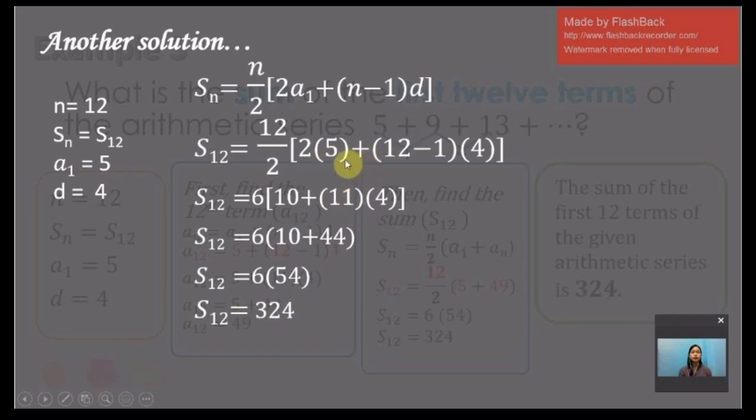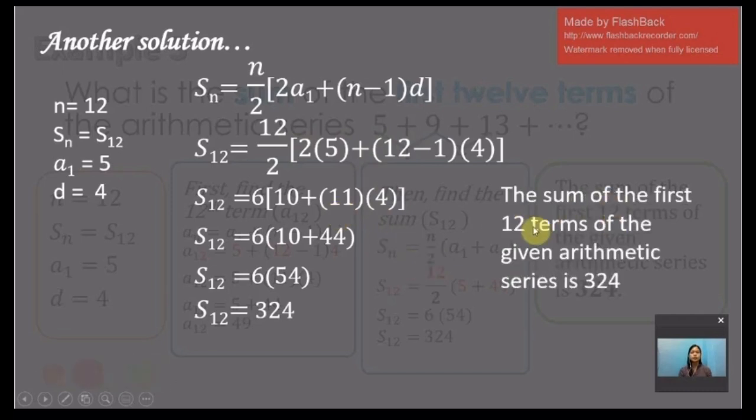Make sure lang po na alam nyo kung paano mag-perform ng operations. So you have to apply the PEMDAS rule. So therefore, the sum of the first 12 terms of the given arithmetic series is 324. So we will get the same answer.